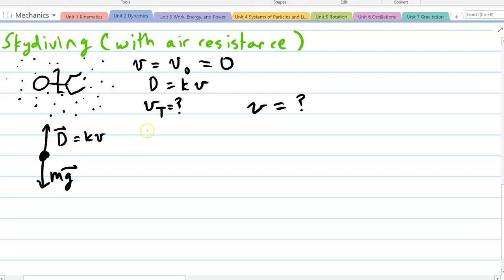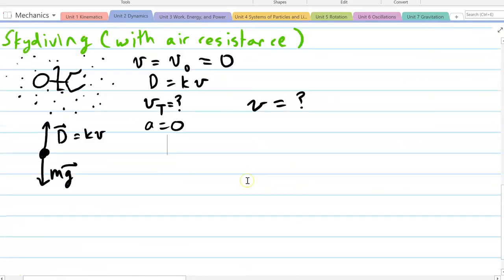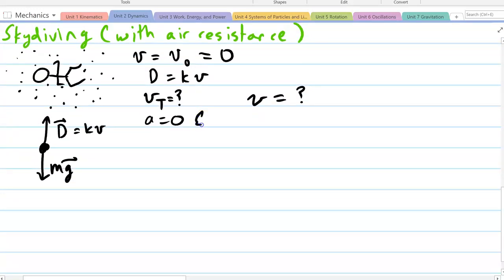And specifically here, we need to make the important note that a is 0, right? Because if we look at the diagram right here, as we approach this, a is 0. So if we're actually at v sub t, we're at a equals 0. In other words, the net force is equal to 0. So we're going to use that right now.